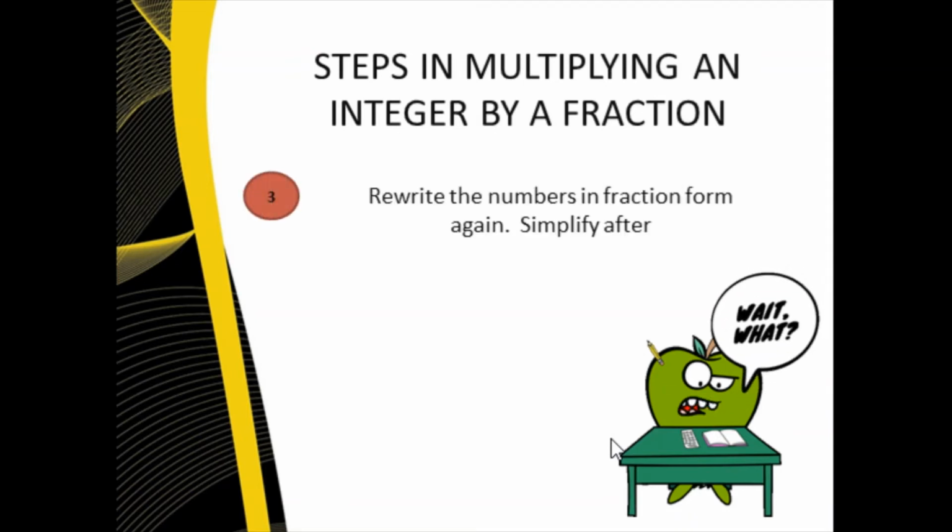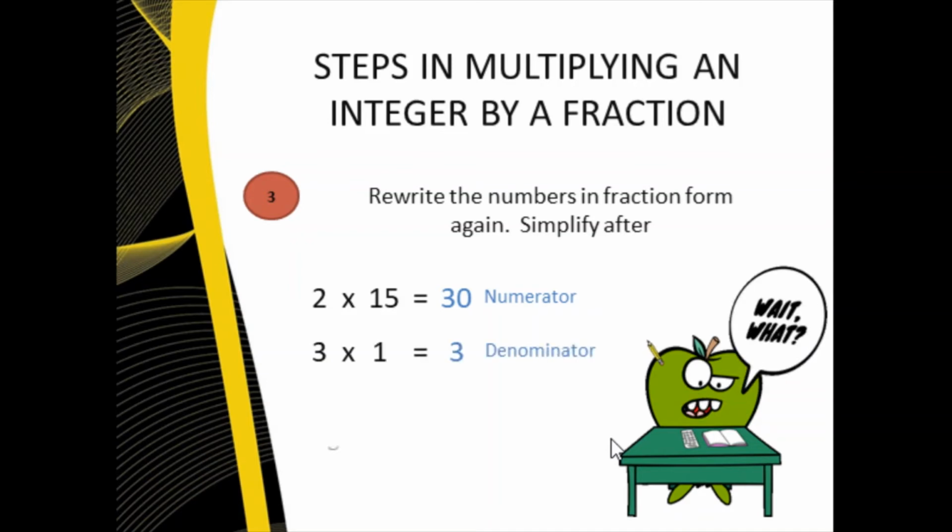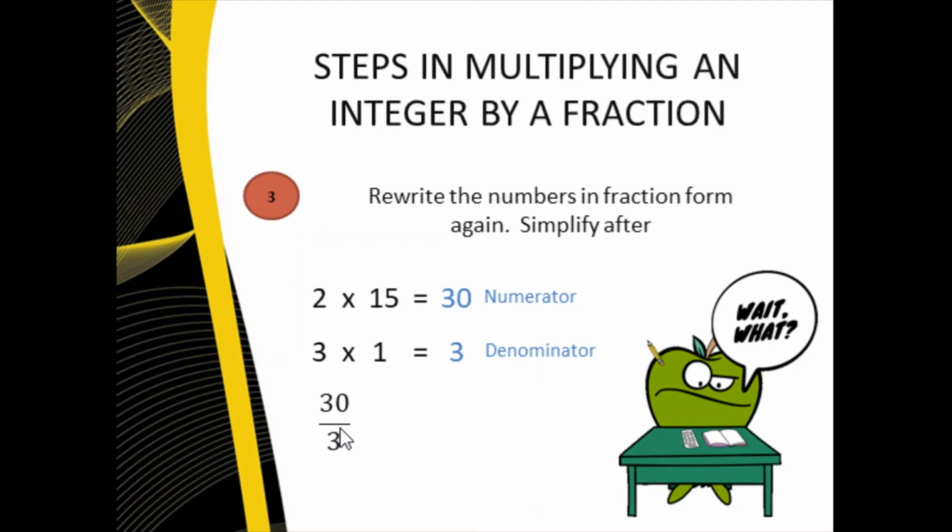That is the next step. After you multiply them, you rewrite them again into the fraction form. So now it becomes 30 over 3. 30 over 3 can be simplified or can be changed into its lowest term. 30 divided by 3, we get 10. So 10 is the answer for the equation 2/3 times 15.